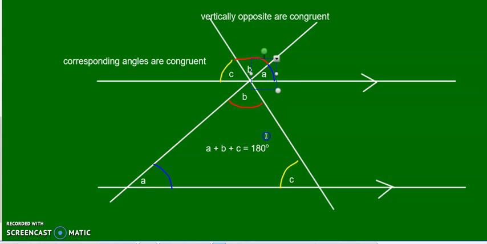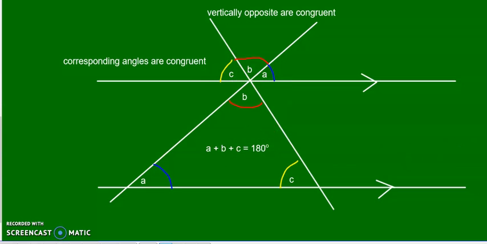And what do you notice now? Well, when you add up A, B, and C, what does it make? What do you have here? You have a straight angle. These three angles together make 180 degrees. So we have corresponding angles again for A and A. C and C are corresponding angles. B and B are vertically opposite angles. And when we add up A plus B plus C, it makes a straight line, which is 180 degrees.